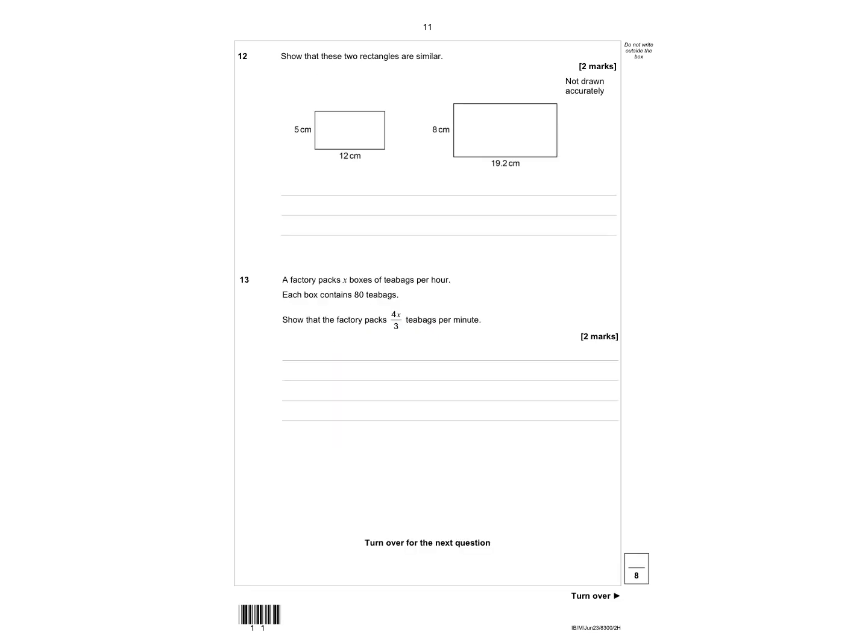Question 12, there are a multitude of different ways of working out this question where you show that the two rectangles are similar. Quite a popular way was to work out the scale factor of enlargement by doing 8 divided by 5, and that works out to be 1.6, and then working it out for the length as well by doing 19.2 divided by 12, and if you do 19.2 divided by 12, it's also 1.6. So because the scale factors are the same for the lengths and the widths, the two shapes are similar. There are other ways of doing this question as well, which will get you the 2 marks.